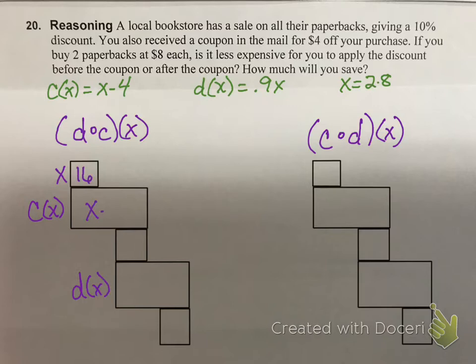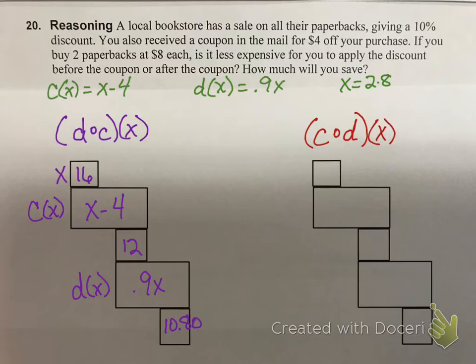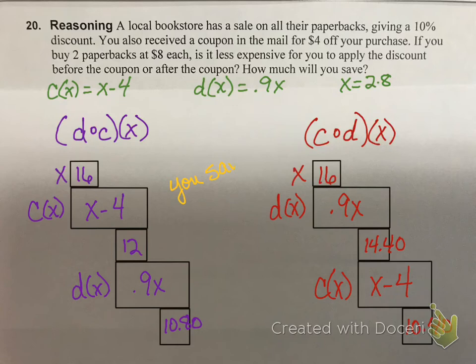Okay, 16 is our x. Coupon is x minus 4. That gives us 12, times 0.9. I pay $10.80 if I apply the coupon first. If I do the discount first, I take my 16 times 0.9. That gives me 14.4. I subtract my coupon and I pay $10.40. So you save 40 cents by applying the discount first.